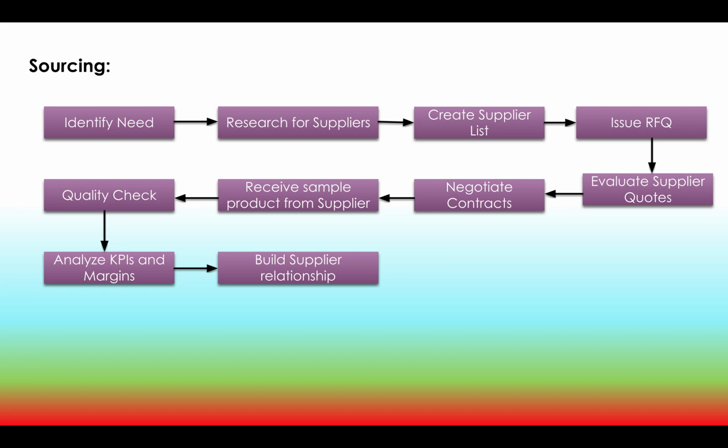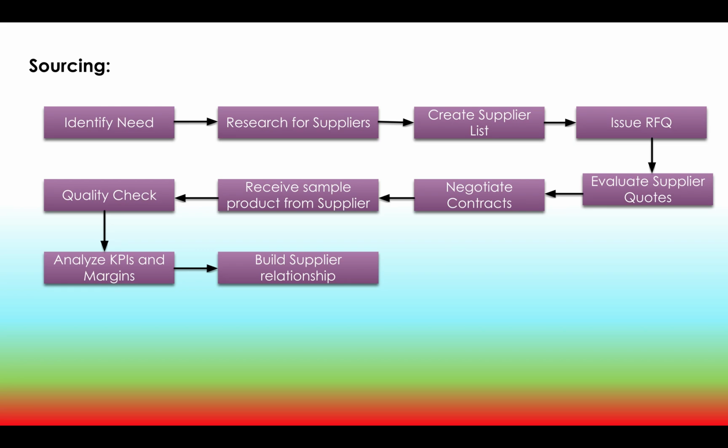They have to do research on suppliers: which suppliers supply the product or the required service. So we have to research all the suppliers, then create a supplier list. After researching the suppliers, we prepare one list and then send a request for quotation to all the listed suppliers.